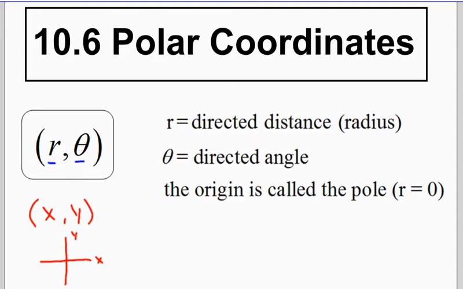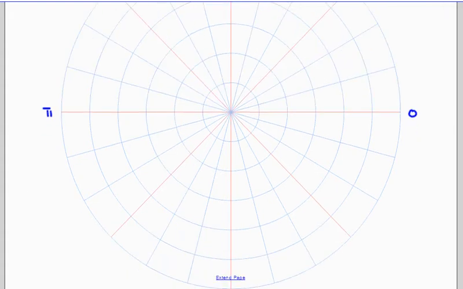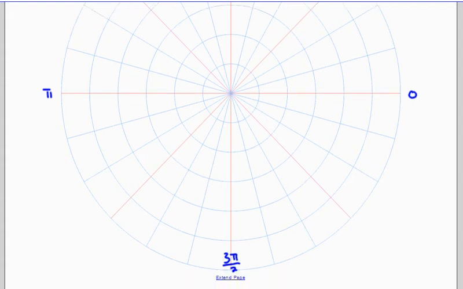So let's look at a piece of graph paper. Here's a piece of polar graph paper. If we go around this, this is 0. Could be 0 degrees, or let's say radians, that'd be 0 radians. Then up here would be pi over 2 radians. This would be pi radians. Down here would be 3 pi over 2 radians. And then we get back to 2 pi radians.